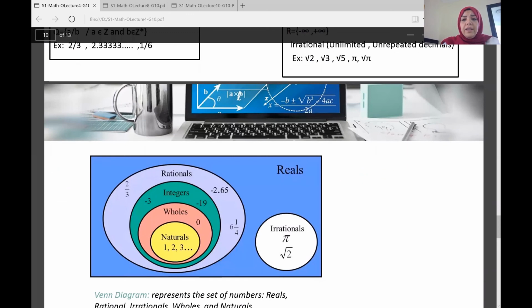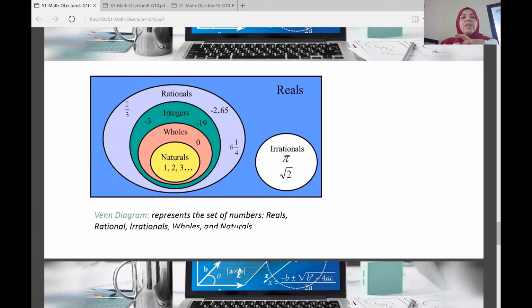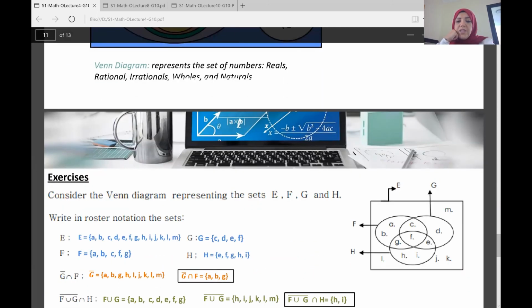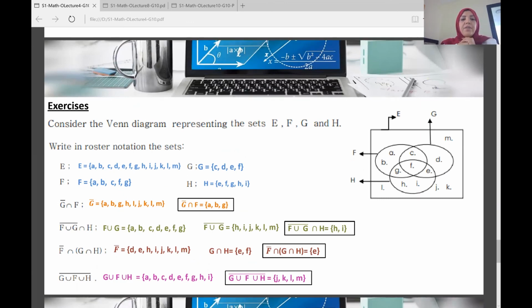Now, this is a Venn diagram that represents that the real numbers, as you can see, are the universal set. Inside the universal set, we have the rationals, the integers, the wholes, and the natural numbers. I'm just going to solve this exercise with you because it's very important, and then I'm going to start the next chapter.